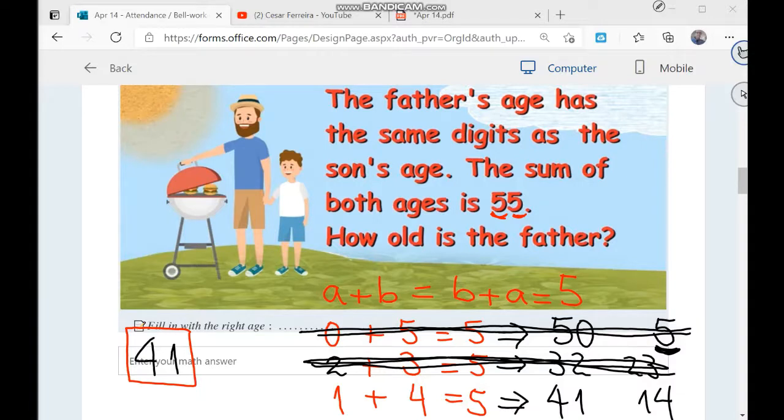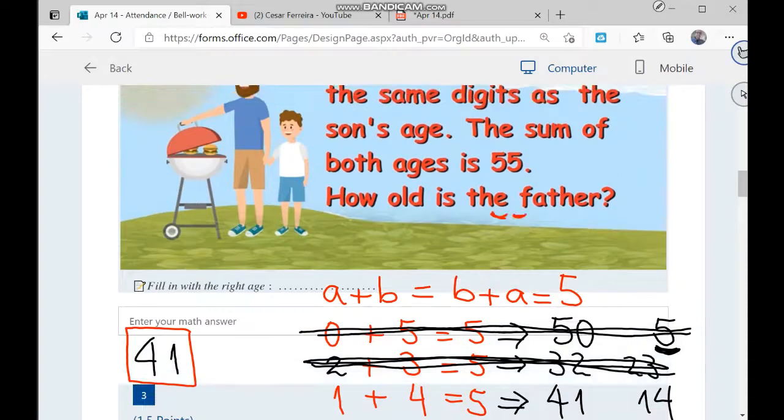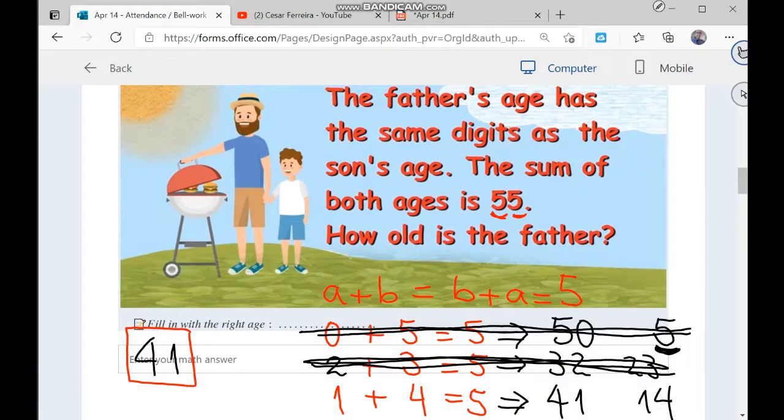And Raymond, thank you for your answers. This is just a warm-up, and now we are ready to work on our quiz, right? The right answer is going to be 41 years old. The father is the best option. I think it's the best option. It's not the only option, but I think it's the best option.